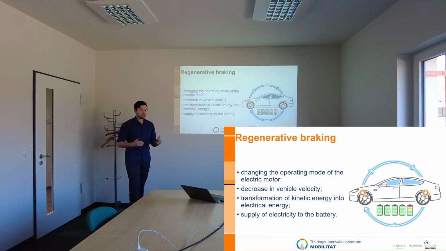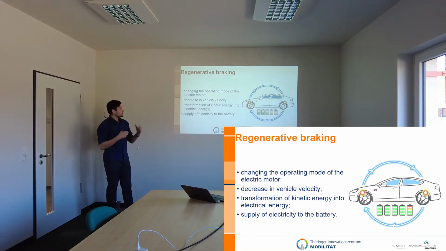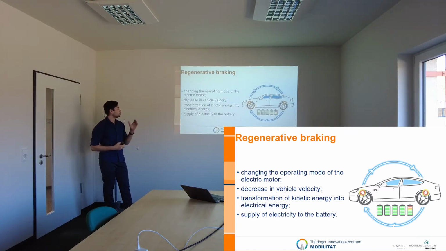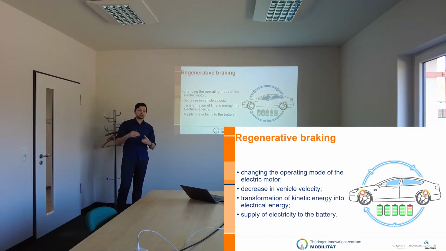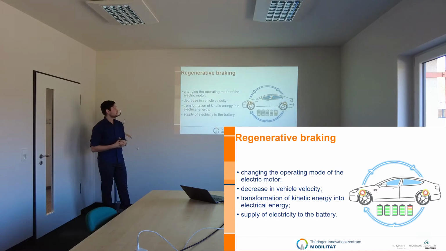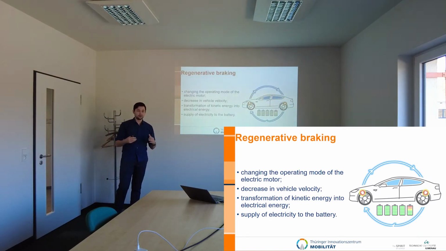To understand how regenerative braking works, it's necessary to know that all moving bodies have kinetic energy, which can be used more usefully, for example in electric vehicles, by transferring it into electric energy. Regenerative braking control can be divided into 4 steps. First is changing the operation mode, when the flow of current in the motors changes to the opposite direction. Second, the vehicle velocity starts to decrease. Third, transformation of kinetic energy into electric energy, and the last one, the available electric energy charges the battery.